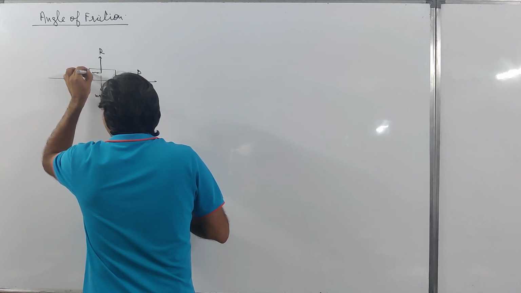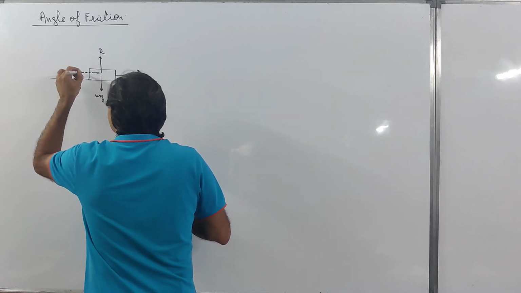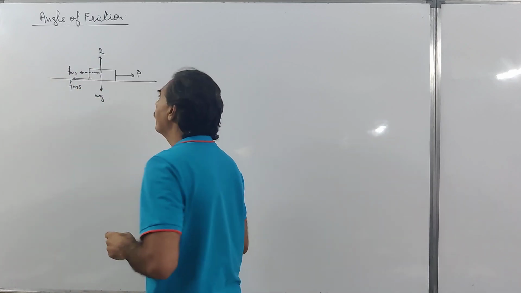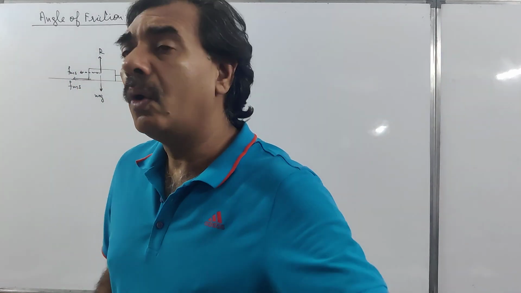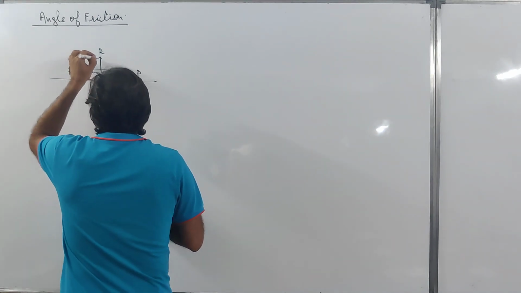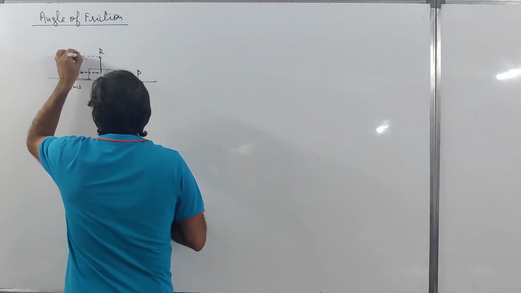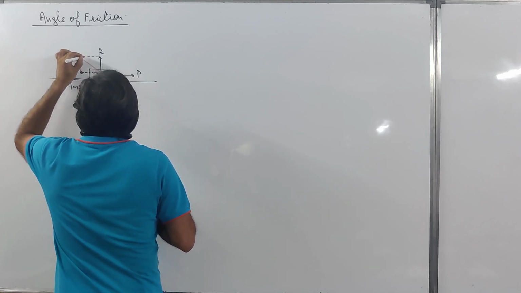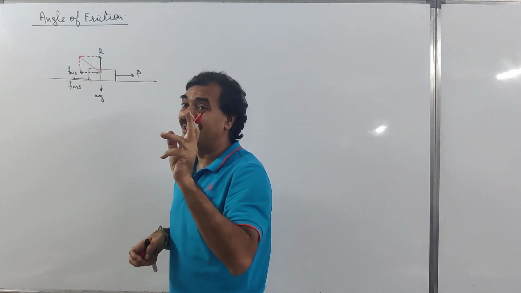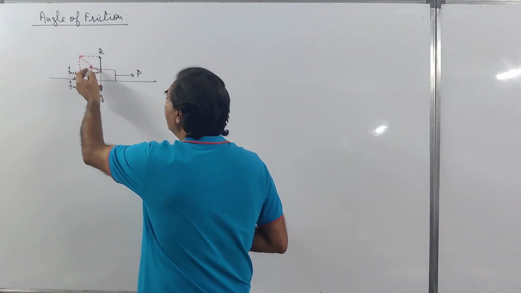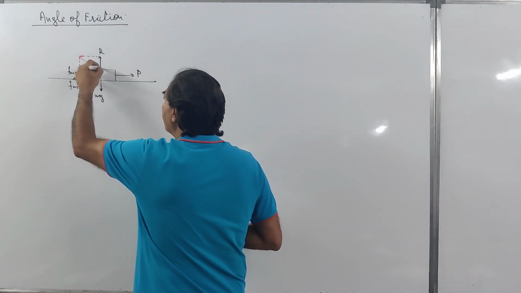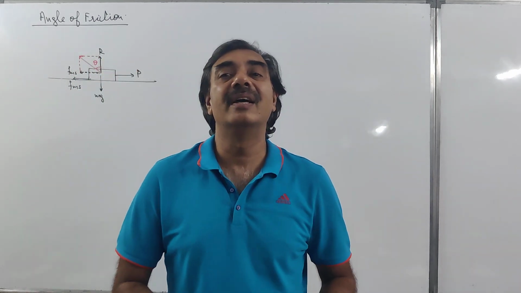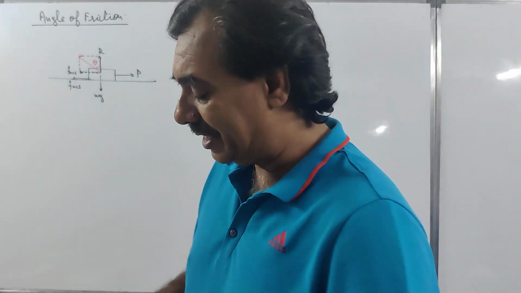I can move a vector parallel to itself. This limiting friction, and the normal reaction. I am not writing R there, but this is the resultant of the limiting friction and the normal reaction. The angle that it makes with the normal reaction is called the angle of friction.